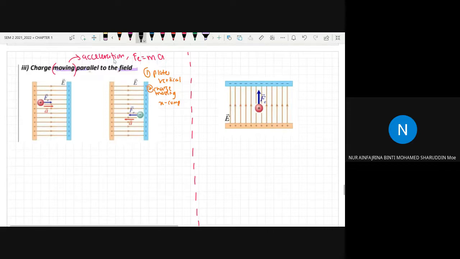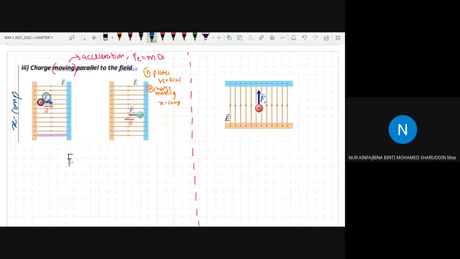Okay, let's see. Now you have a positive charge. When you have a positive charge, it will be attracted to which one, the negative plate or the positive plate? Negative. Very good. So it will be attracted to the negative plate. Do you see it moves parallel? If you look at the electric field like this, and it is moving like that too, it is parallel. So now it is moving in the X component. So this is the case for the X component.